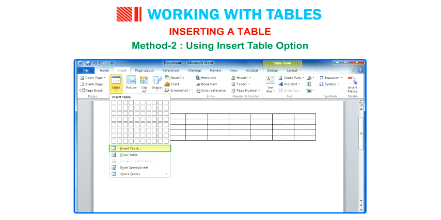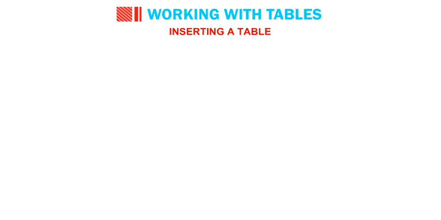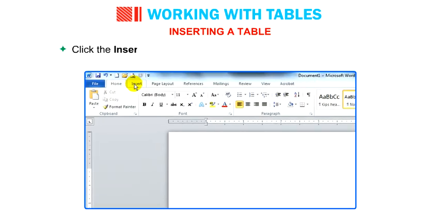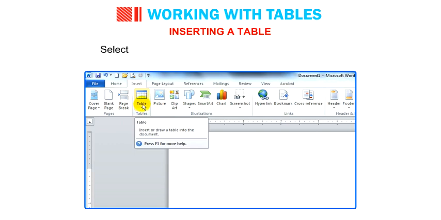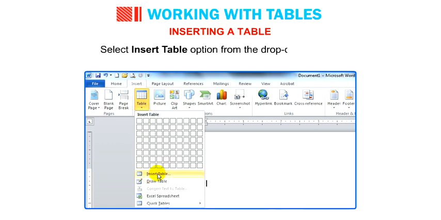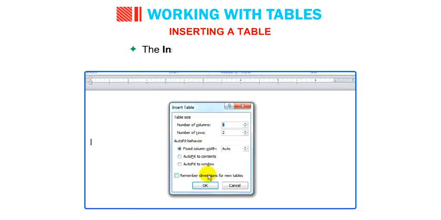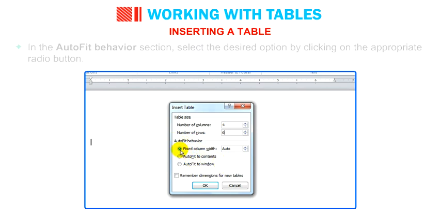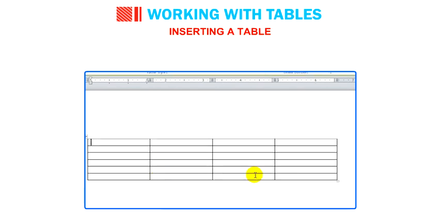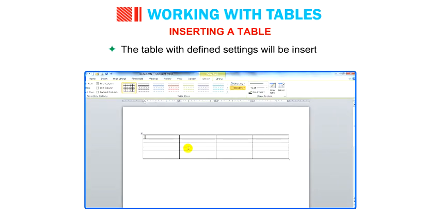Method 2. Using Insert Table option. Click the Insert tab and select the Table button in the Tables group. Select Insert Table option from the drop-down menu. The Insert Table dialog box appears. Specify the number of columns and rows in the dialog box. In the AutoFit Behavior section, select the desired option by clicking on the appropriate radio button. Click OK. The table with defined settings will be inserted.